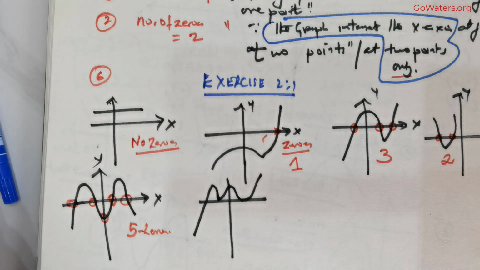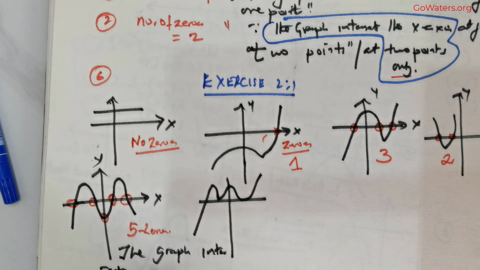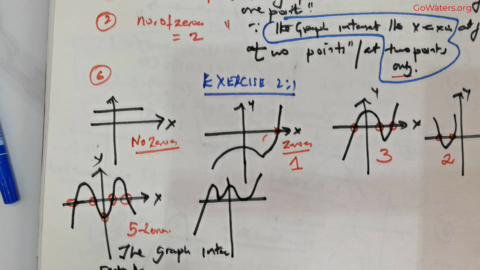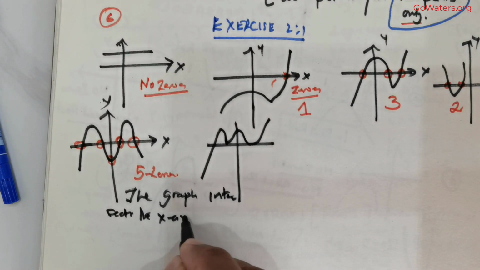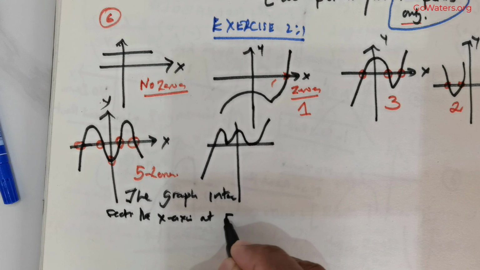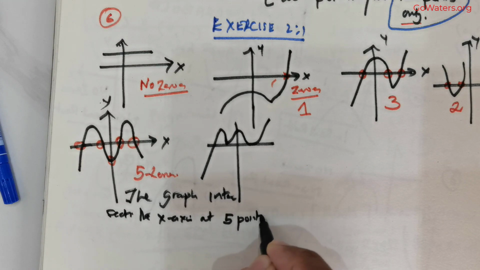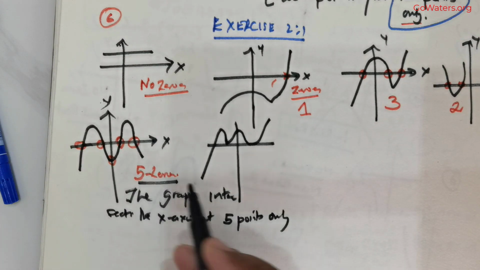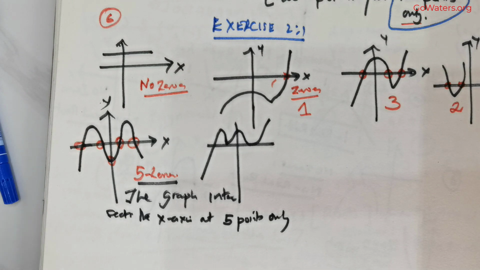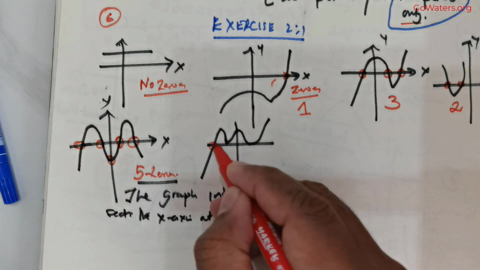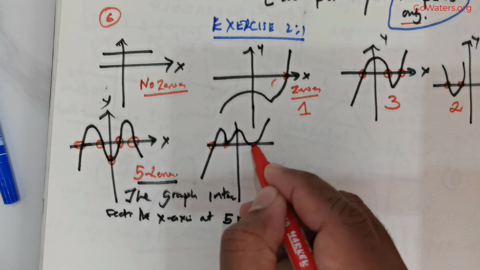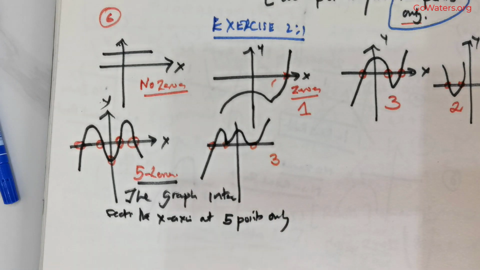So you can state it. The graph intersects the x-axis at 5 points only, right? So how many zeros does this have? There's an intersection here, 1, 2, 3, 3 zeros, right?